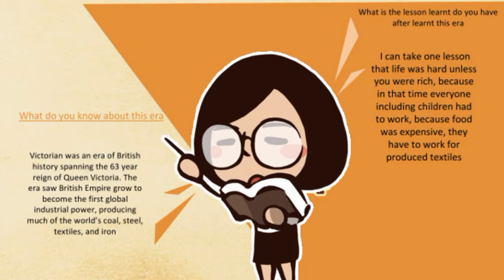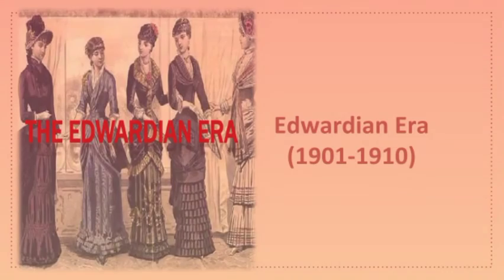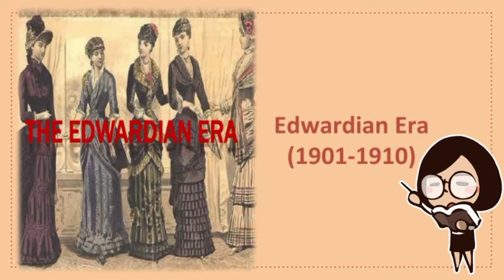And the next one is, what do you know about this era? Victorian was an era of British history spanning the 63-year reign of Queen Victoria. The era saw the British Empire grow to become the first global industrial power, producing much of the world's coal, steel, textile, and iron. And what is the lesson learned after learning this era? I can take one lesson: life was hard unless you were rich, because at that time everyone, including children, had to work because food was expensive and they had to work to produce textiles.